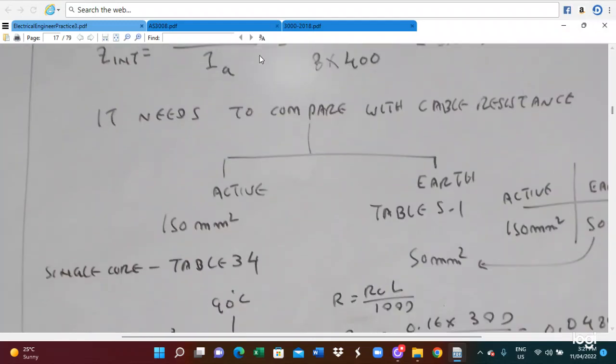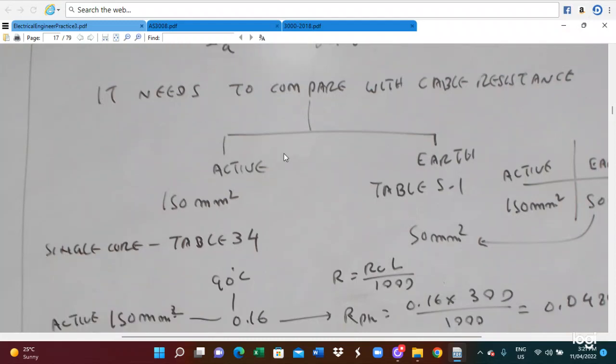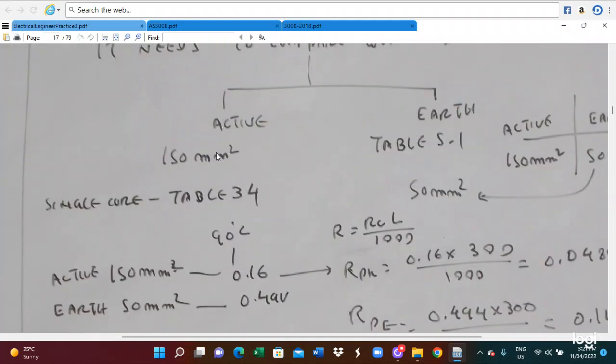This ZINT needs to be compared with the K-value of the system. The K-value of the system comprises the active wire and the earth wire. Current flows through the active wire, passes through the equipment, and goes back to the earth by passing through the earth wire. This is why we have to calculate both the active wire and the earth wire.